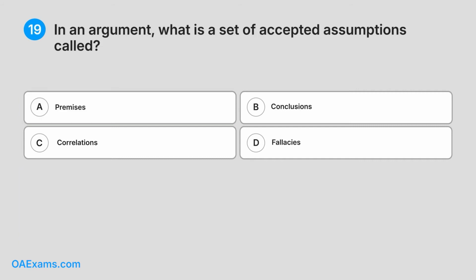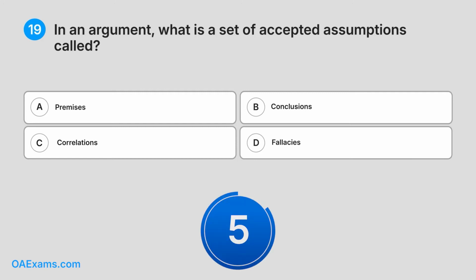19. In an argument, what is a set of accepted assumptions called? A. Premises. B. Conclusions. C. Correlations. D. Fallacies. Can you guess the answer?